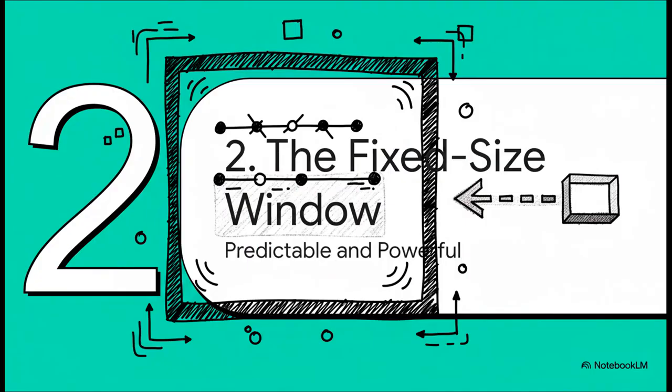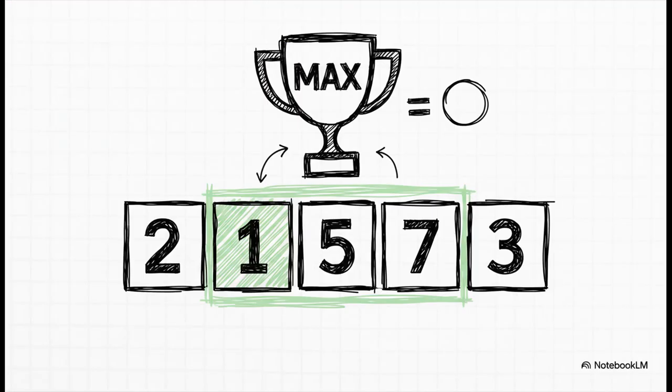So let's dive into that first type, the fixed size window. It's the perfect place to start because the logic is just so clean and straightforward. Here is a classic problem you'll see. We've got an array of numbers, and we need to find the biggest possible sum we can get from any continuous block of, in this case, 3 numbers.